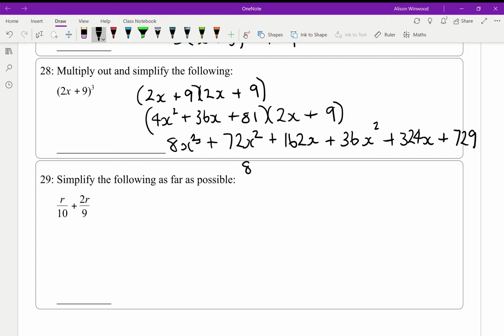So I've got 8x cubed, x squared terms 72 plus 36 is 108. X terms 162 plus 324 is 486. And the last term is 729.